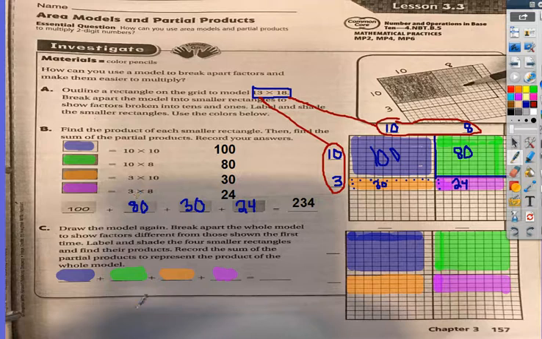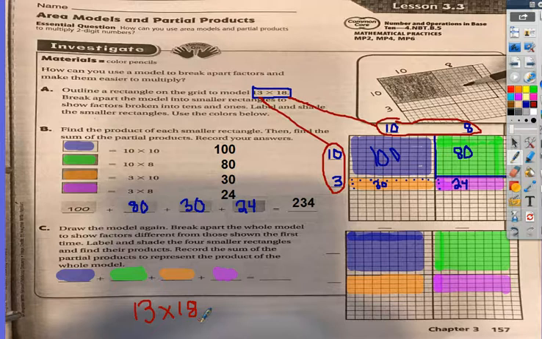Excuse me, 13 times 8. So I'm just going to write 13 times 18, not 8. Okay, so what we did last time is we took 10 plus 3 to get to 13, and then we took 10 plus 8 to get to 18. So now we're going to do something different.